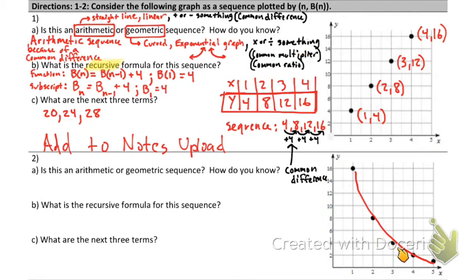So what I'm going to do is create my sequence. How do you create your sequence? Let's find our points. So this is 1, 16, 2, 8, 3, 4, 4, 2, okay, and then it looks like it's 5, 1.